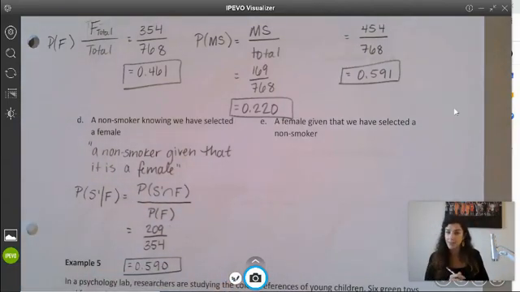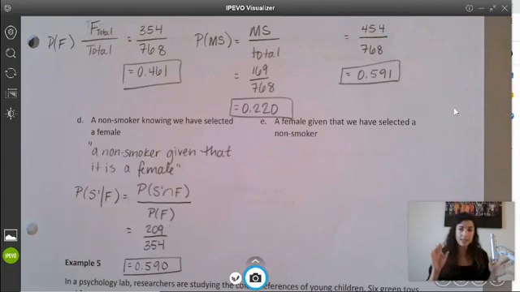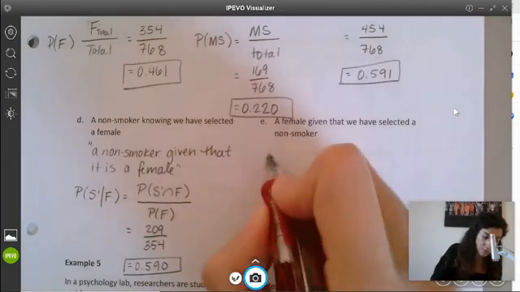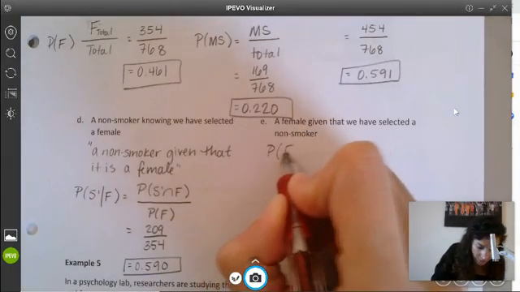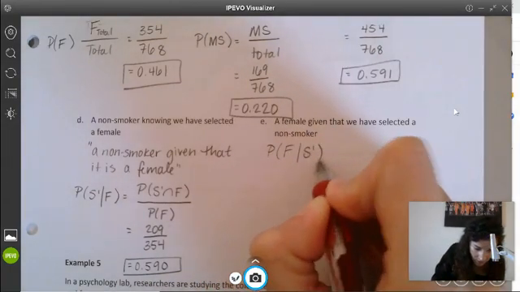All right, we'll try another one. What's the probability that we pick a female given we've selected a non-smoker? So again, this is this idea of shifting focus. We're now zoning in on the fact that we are now only looking at non-smokers. What's the probability that if we're just looking at non-smokers that we're going to pick a female? So the probability that it's a female given that it's a non-smoker.